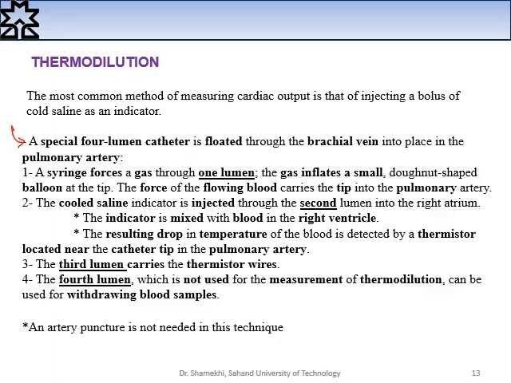The cooled saline indicator is injected through the second lumen into the right atrium. The indicator is mixed with blood in the right ventricle. The resulting drop in temperature of blood is detected by a thermistor located near the catheter tip in the pulmonary artery. The third lumen carries the thermistor wires used to measure the temperature and the variation of temperature inside the vessel. The fourth lumen is not used for measurement of thermodilution and can be used for withdrawing blood samples.